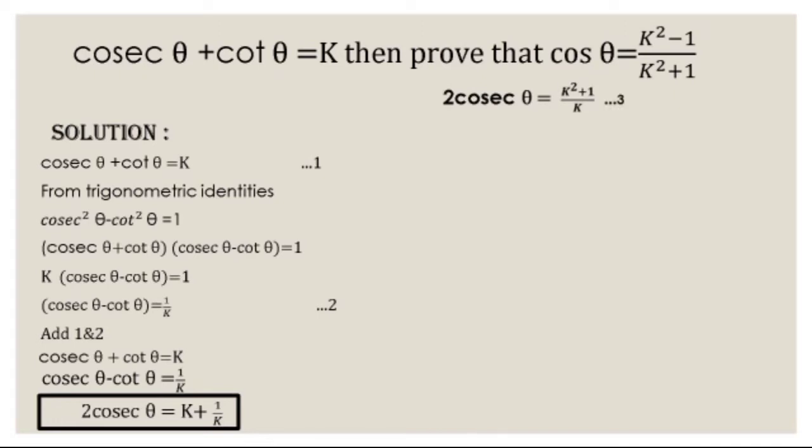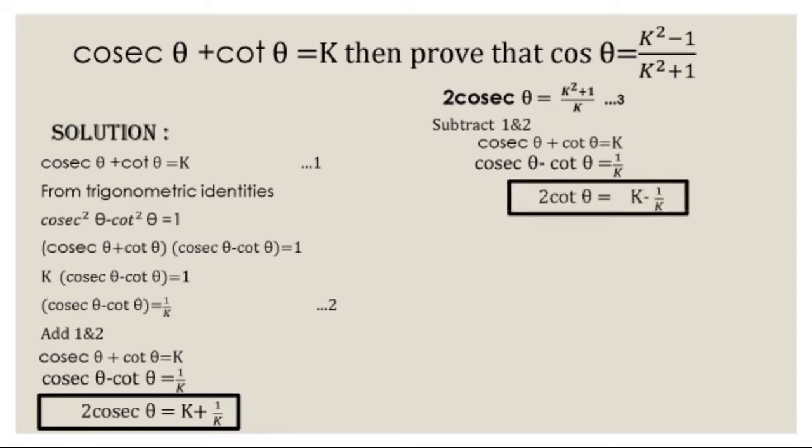Now subtract 1 and 2 equations, then we get 2 cot theta is equal to k minus 1 by k, which is LCM of k square minus 1 by k. This is equation 4.